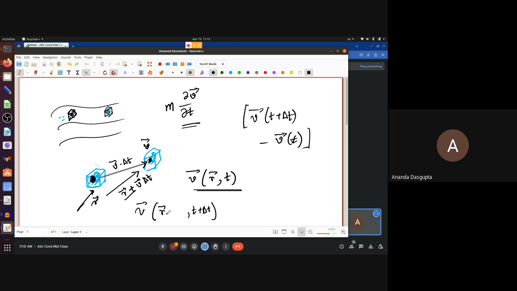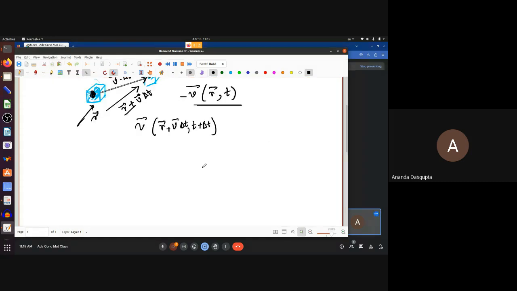So what you really should do is figure out what is the velocity of the fluid at r plus v delta t, at time t plus delta t, and subtract these two things. This minus this will give you the change in velocity of that particular fluid particle. Divide that by delta t, you're going to get the acceleration. Are you with me so far?